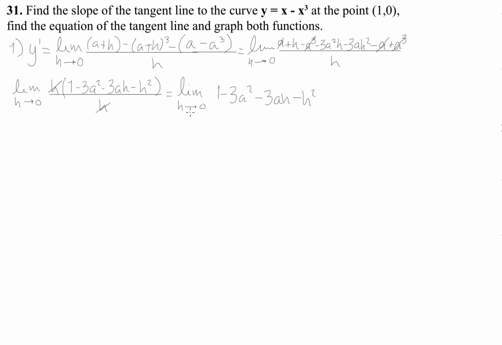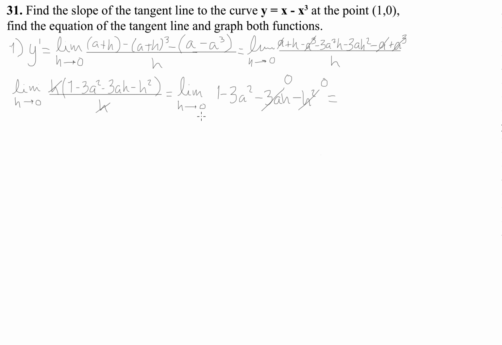And this is where I'm going to plug in this h for every term that has an h. So I'm going to plug in here. I'm going to do it here also. So these terms are going to be 0. So they cancel.